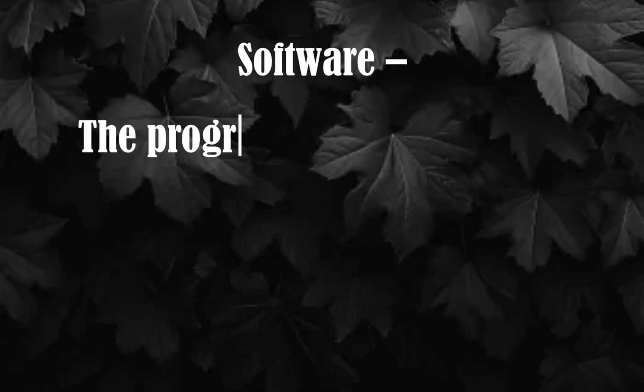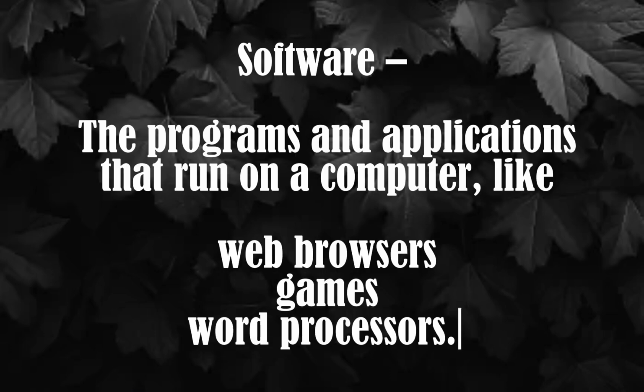And software. The programs and applications that run on our computers are known as software. Examples are web browsers, games, and word processors. As there is a lot of software, the internal processing unit of the computer works on all of it, but basically the common ones are web browsers, games, and word processors.